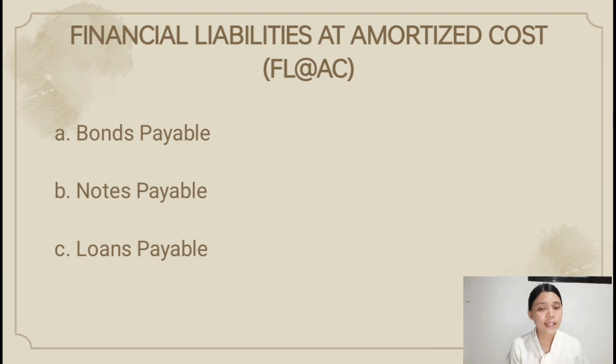So the next category of financial liability is a financial liability at amortized cost. This includes the bonds payable, notes payable, and loans payable. So I'll be discussing bonds payable, while the notes payable and loans payable will be discussed by the next reporters.